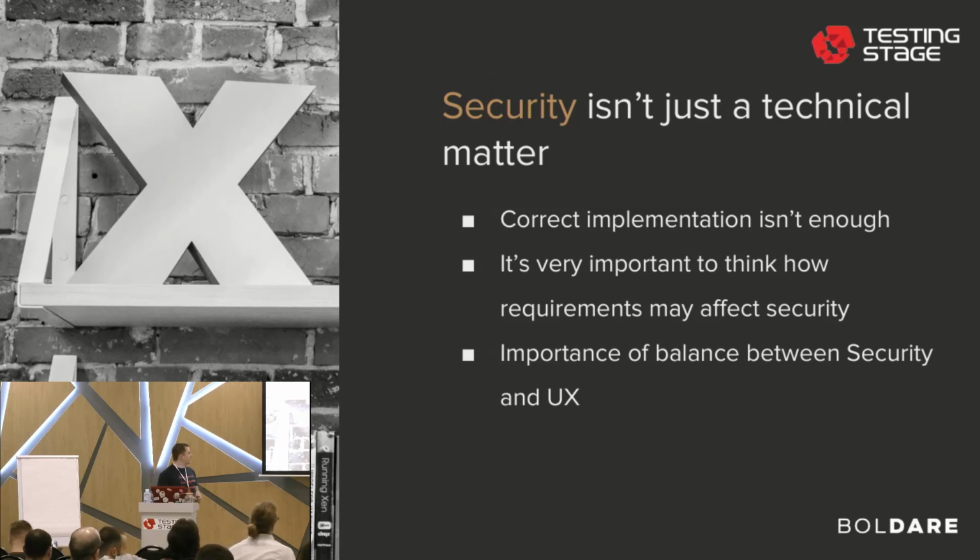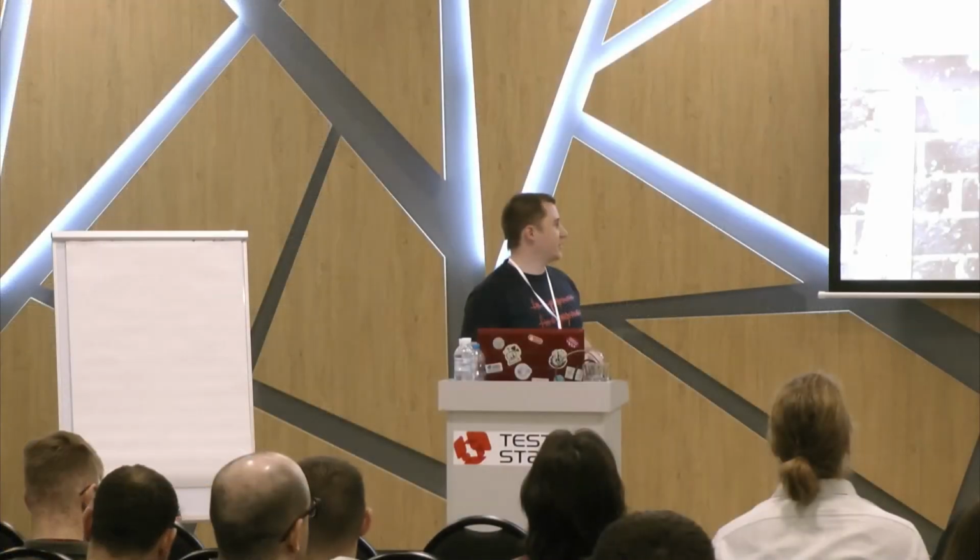It's very important to think how requirements may affect security because again, in case of both this first example of IoT device and Tesla applications, it wasn't about quality of software. It's from the technical perspective, at least. Also, it's very important to balance this security part and this usability thing.